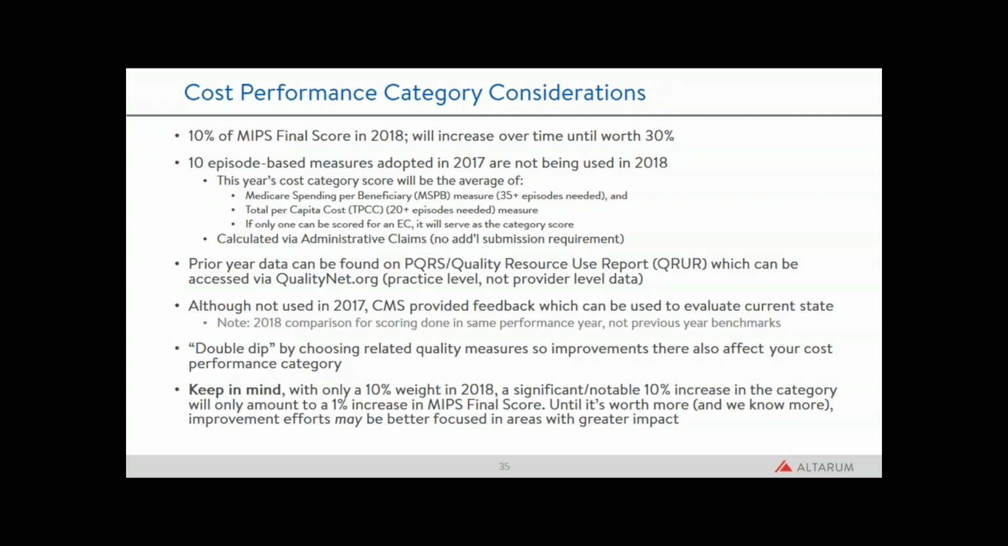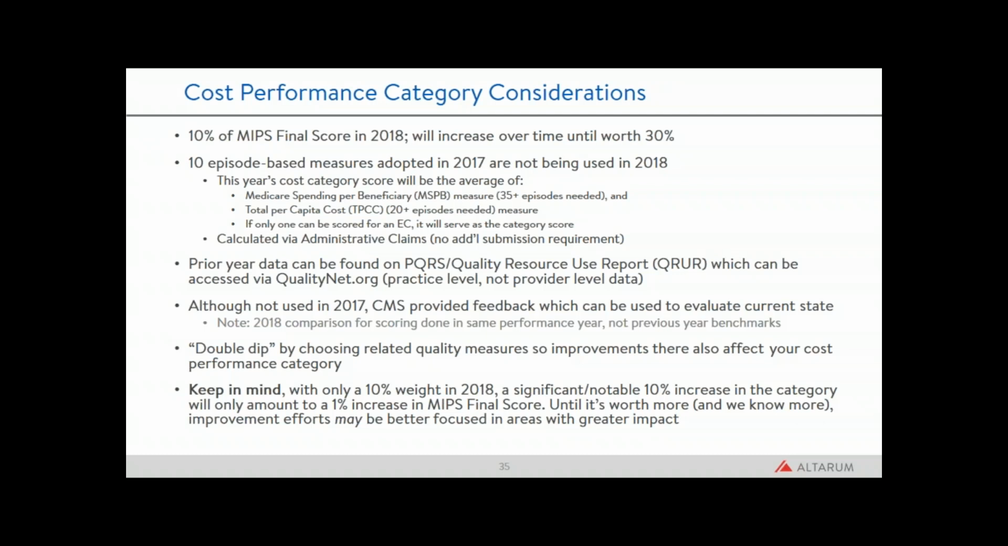The best advice we can give is to look back on those past PQRS reports. Definitely look at the cost feedback information you got in your 2017 MIPS final score reports. But overall, I just don't think you guys are getting the level of cost detail that you need to be able to affect and know which providers need to be working in the cost category.